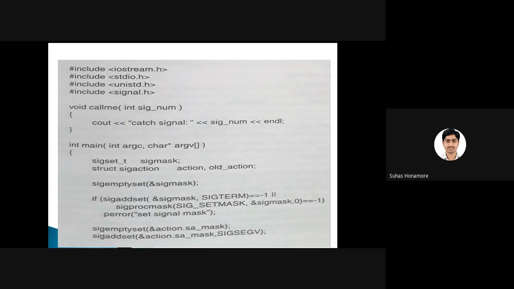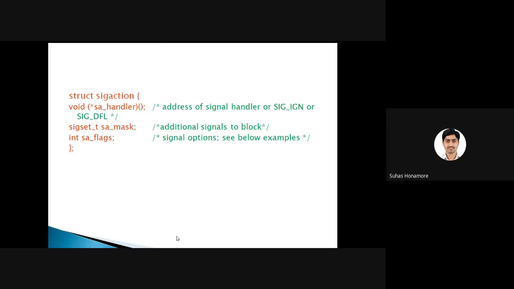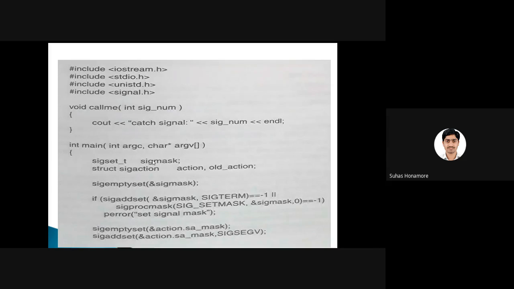So now we will come here, sigemptyset. Okay, so action.sa_mask. If you saw here, in this structure we have one data type, that is sigset_t sa_mask. Previously we used this differently, but now in this structure only we have that one. So in this structure, what we are doing is setting it to empty.